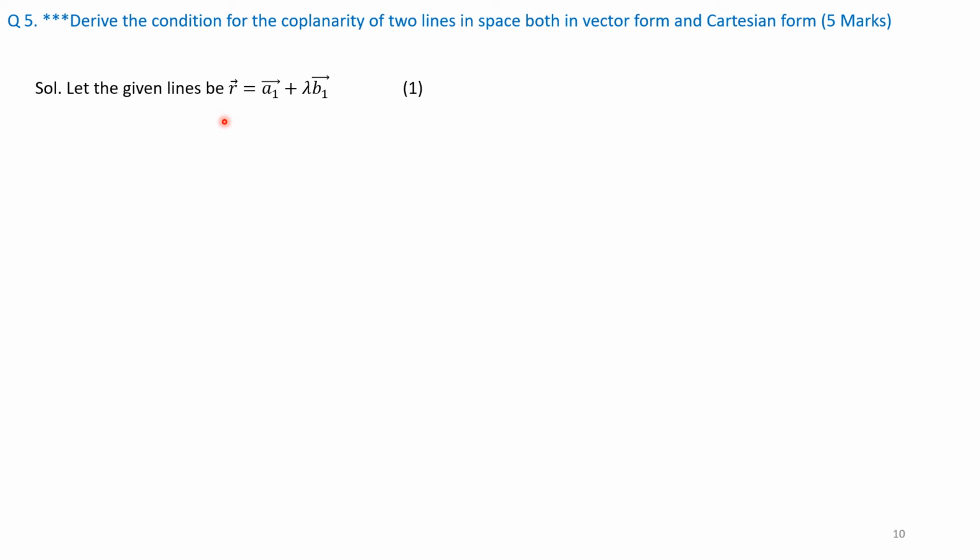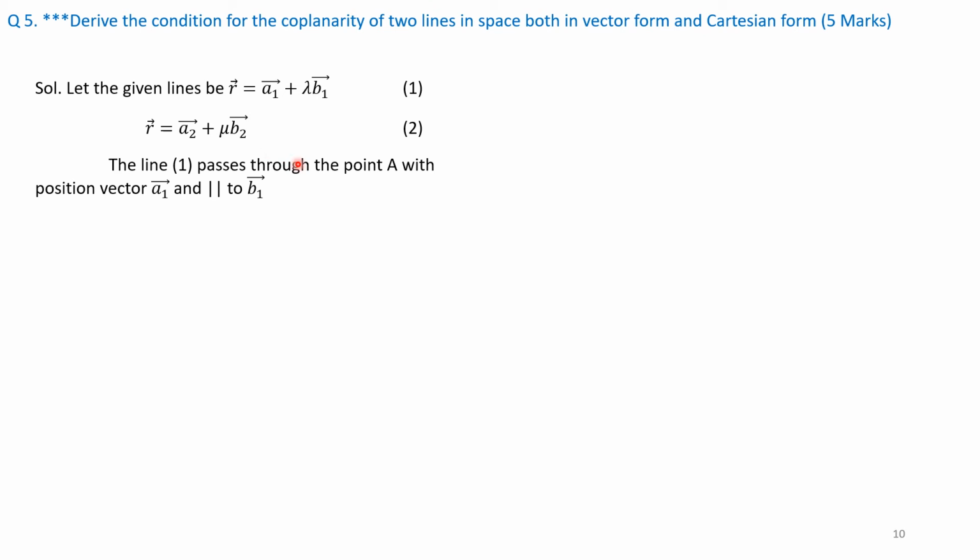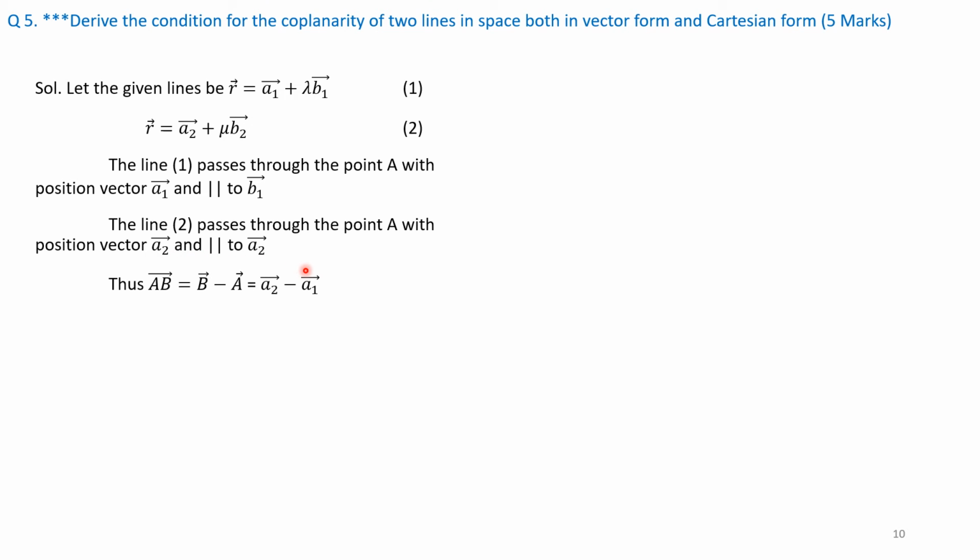Let the given lines be r = a1 + λb1, and let the second line be r = a2 + μb2. The first line passes through the point A with position vector a1 and is parallel to b1. The second line passes through the point B with position vector a2 and is parallel to b2. Therefore, AB = B minus A, that is equal to a2 minus a1.